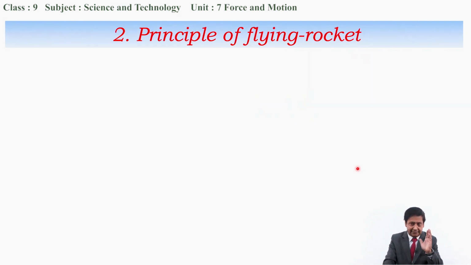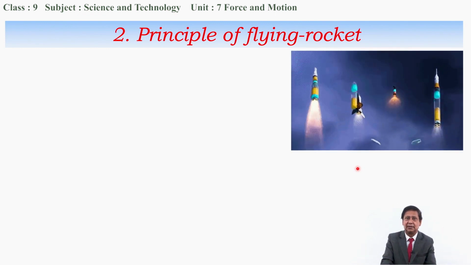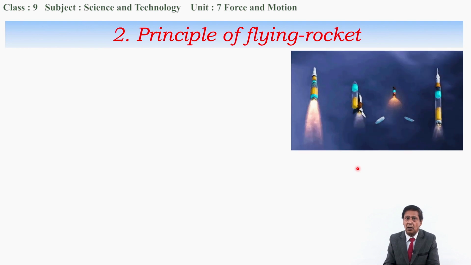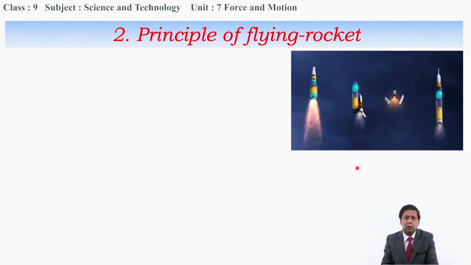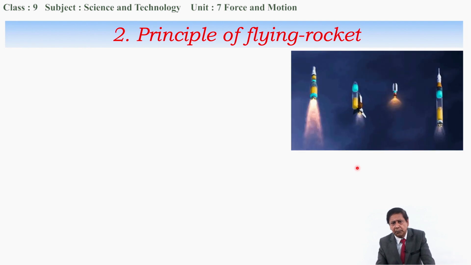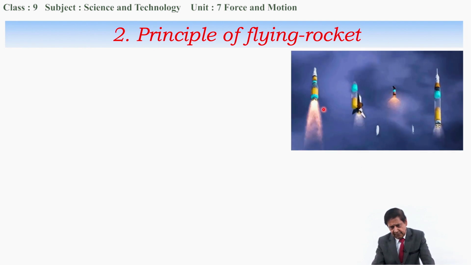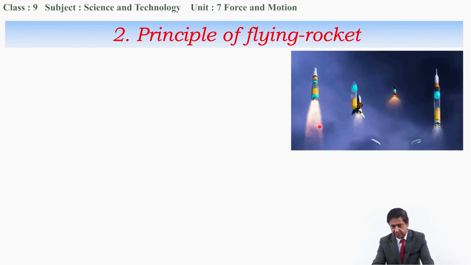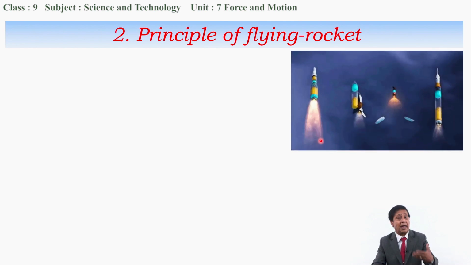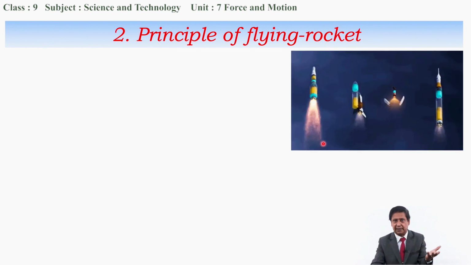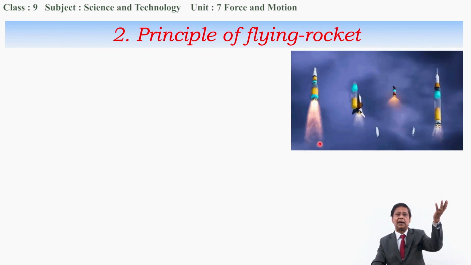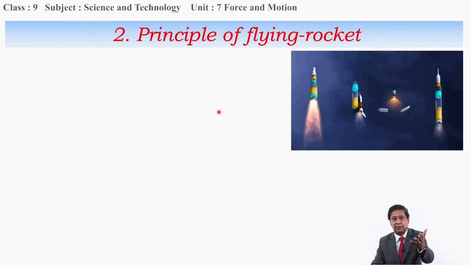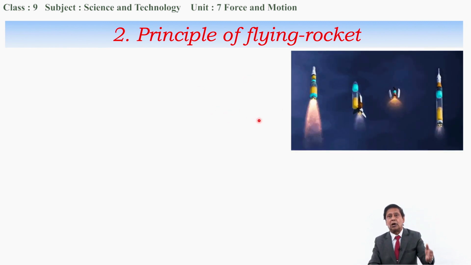Now let's talk about the second. What is this? Rockets are moving upward. They are launched from a certain launch pad. It's moving upward. How is it moving upward? At first, the gases produced due to the burning of the fuel in the rocket come downward, and they exert force in the downward direction. And to every action there is equal and opposite reaction. That's why a force is exerted on the rocket which pushes the rocket upward. This way, in the case of a flying rocket also, Newton's third law of motion is acting.